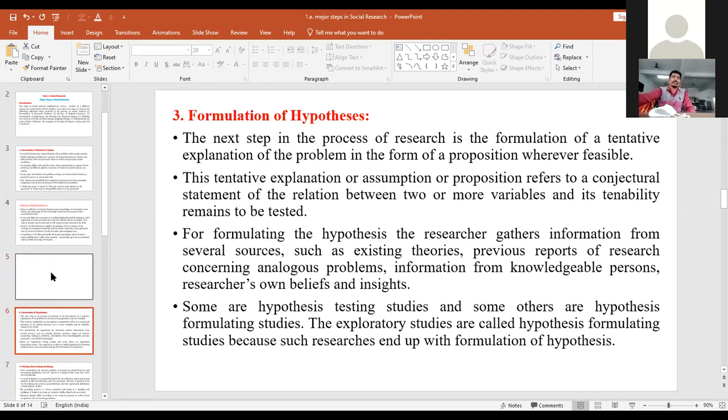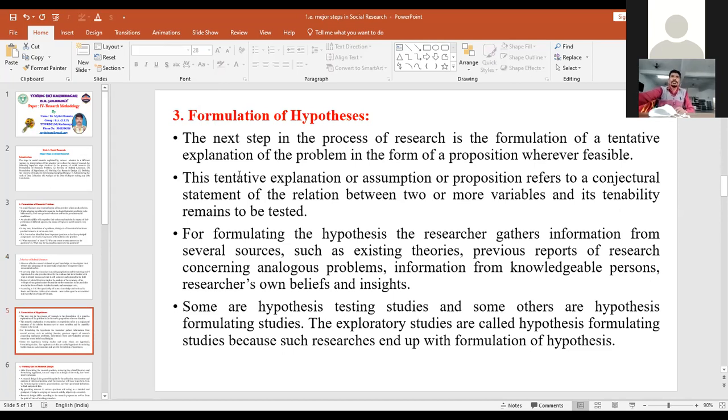Then the formulation of hypothesis. Here, first of all, what is hypothesis? Hypothesis... being a study on the socio-economic conditions of tribal people. Okay, so here the hypothesis is the imagination of why their social or economic condition is backward, or why their socio-economic condition is very low compared to the normal or general people.